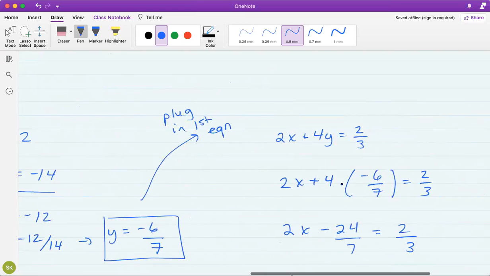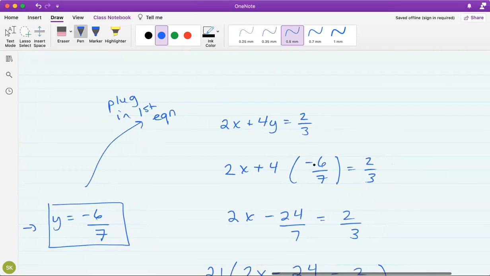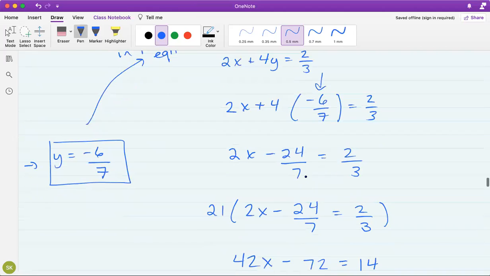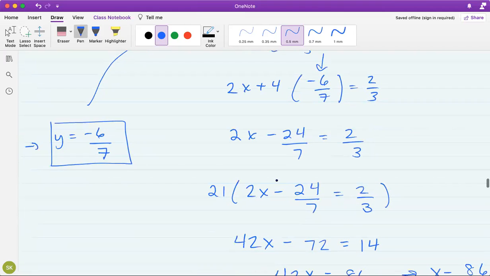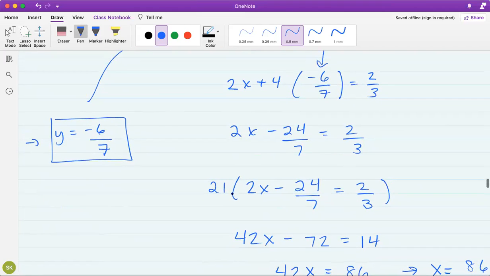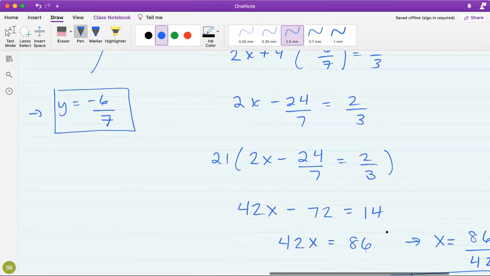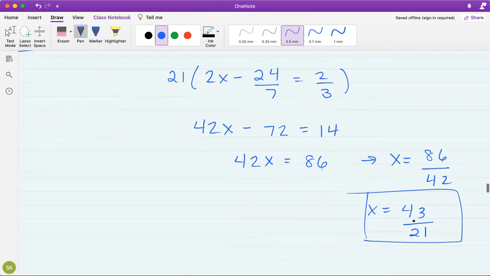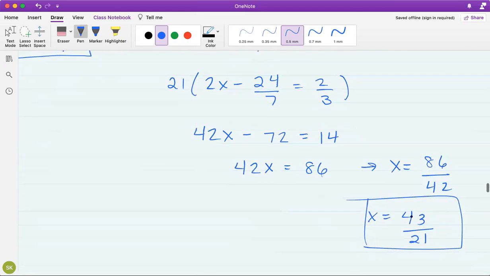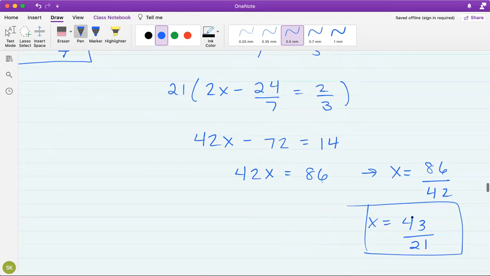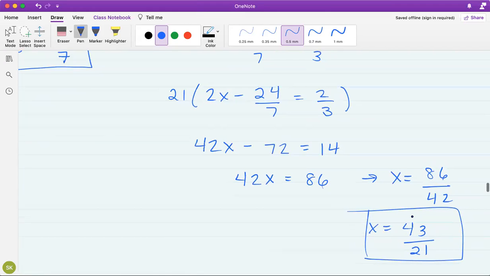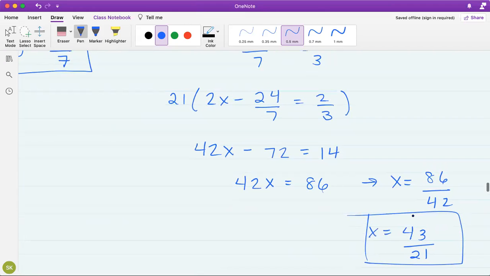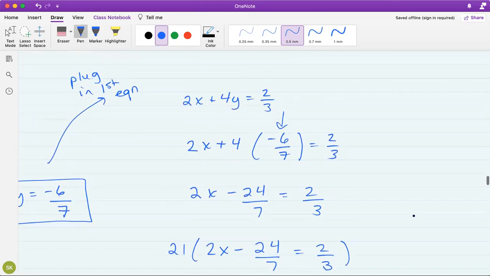So I plugged that into the first equation here, and you can see I plugged it in right here for the y, and then I simplified, and here I tried to get rid of the fractions, so I multiplied everything by 21, and I ended up with the same answer. So if you want to look at this more closely, maybe pause the video. I'm going to move up a little bit and see if you can understand how I got to this answer here.